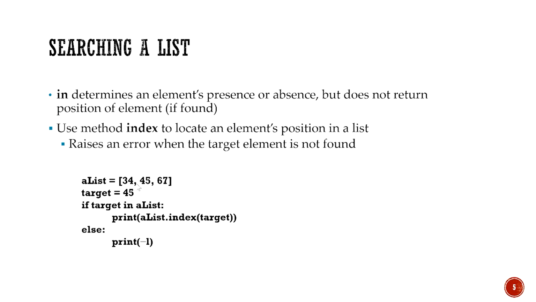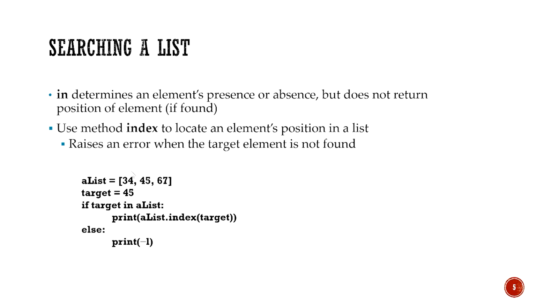If you remember, the in operator determines an element's presence or absence in a list, but it doesn't return the position of that element if found. So if we want to know the position of that element in a list, we need to use another method called index, which locates an element's position. When the target element is not found in the list, it throws an error.